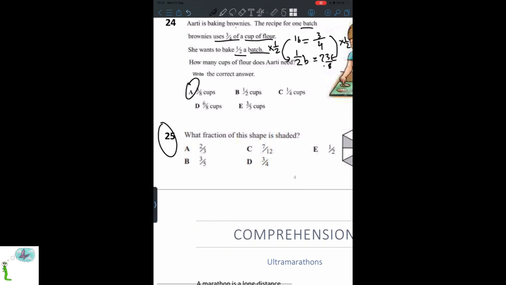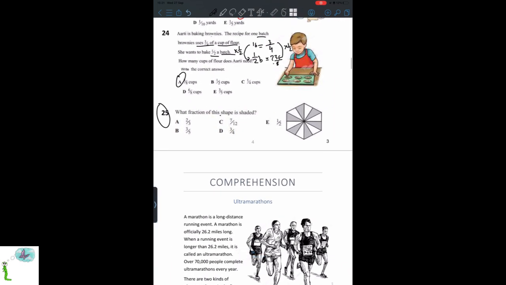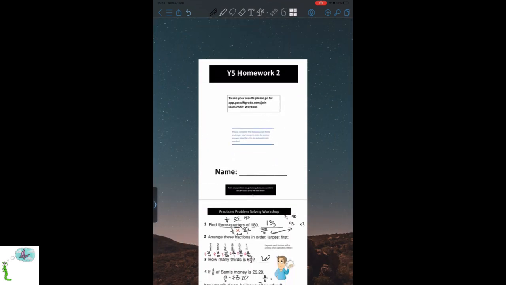Question 25, the final question. What fraction of this shape is shaded? Count the number of overall. So it's going to be 1, 2, 3, 4, 5, 6, 7, 8, 9, 10, 11, 12. And there is only 6 of them shaded, so it's 6 over 12. Simplify that, and you're going to get 3 over 6, which simplifies to 1 over 2. So your answer is E. That's all of maths done.